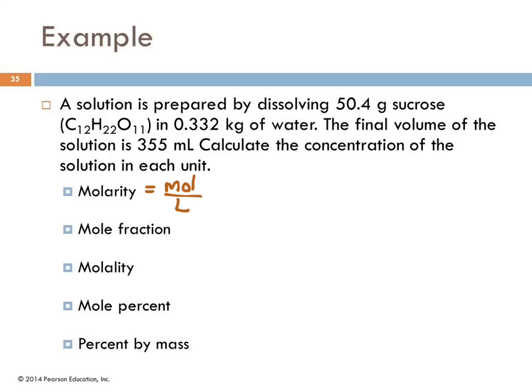Well, what do we have here? They didn't give us moles of solute, right? Did they give us liters of solution? Not quite. They gave us milliliters, right? But we can convert milliliters to liters in our heads by now. So that's 0.355 liters. How are we going to find the moles? We need the molar mass. They gave us the formula there. I'll calculate it for you.